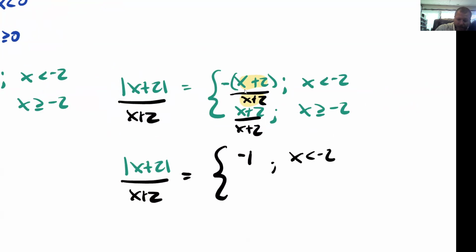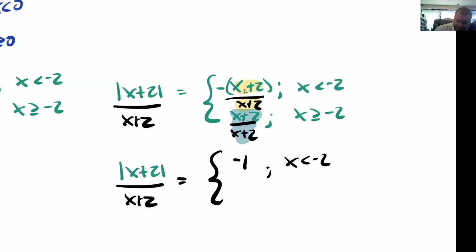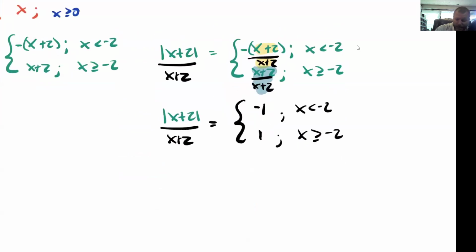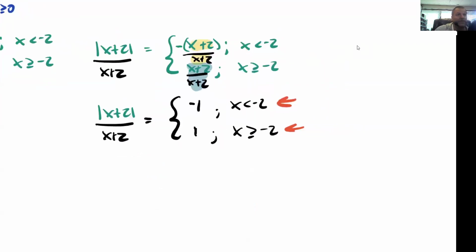If we look at the bottom, we got an x plus 2 over an x plus 2. That's going to be +1. That's going to happen when x is greater than or equal to -2. So we can see that as we take the limit, as we approach -2 from the left direction, we're going to be on this -1. As we approach -2 from the positive direction, we're going to be on +1.